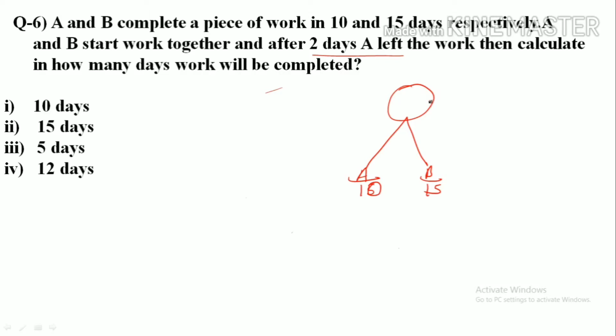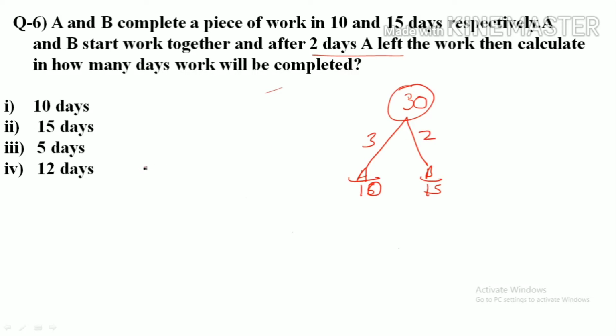Here the LCM comes out to be 30. You have to remember the LCM also if you wish to crack the examination, because here the game is only of timing. You have to complete this question within 10 to 30 seconds. A's efficiency comes out to be 3, B's efficiency comes out to be 2.